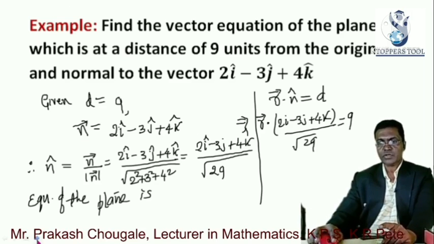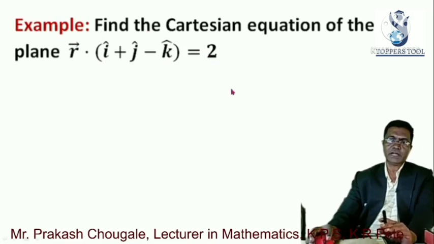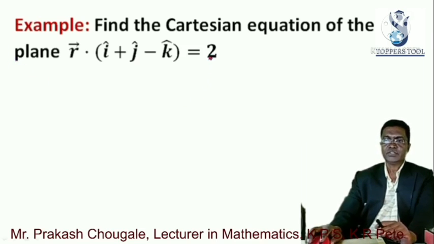So let's move on to the next example. Find the Cartesian equation of the plane vector r dot (i cap plus j cap minus k cap) is equal to 2. So you are given the vector equation, and from this you need to construct the Cartesian equation. So what is the Cartesian equation? It is Lx plus My plus Nz equals D. First of all you need to find what is D.